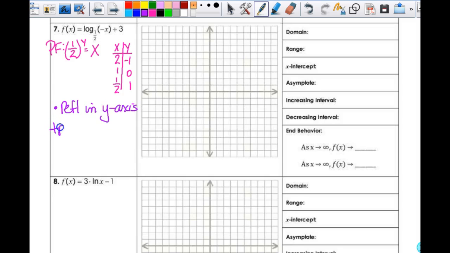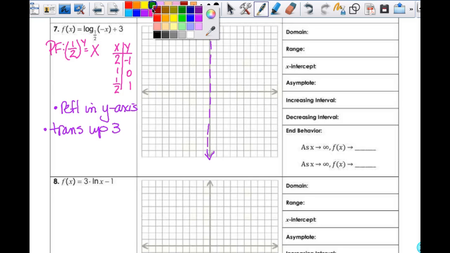And then we translate up 3. So does that affect my asymptote? No. So my asymptote is still here at x equals 0, and then I start at (2, -1), right here. Then I'm going to reflect in the y-axis, which ends up over here, and then I translate up 3.